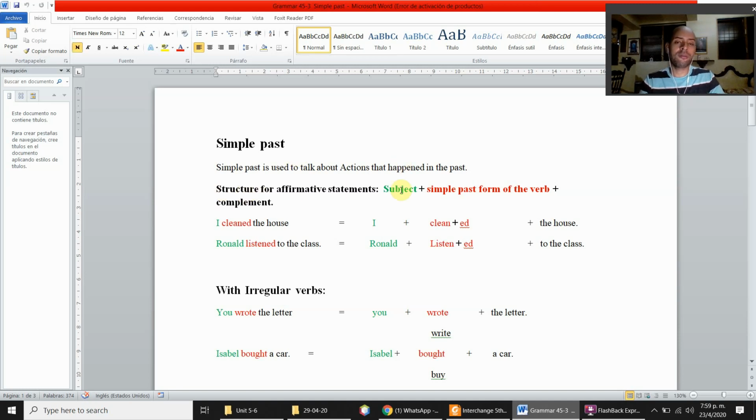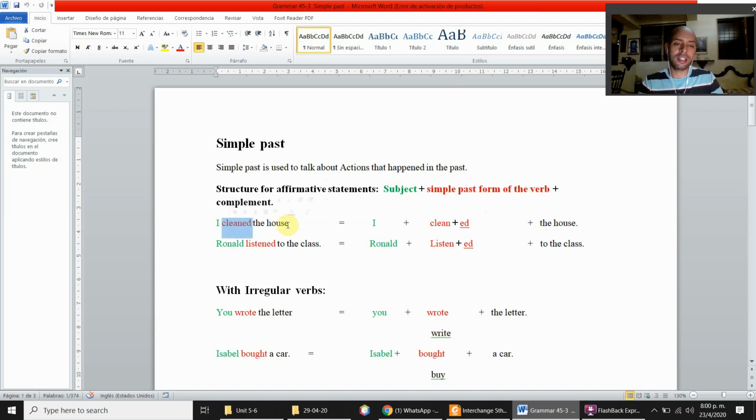Well, the structure for affirmative statements. The structure is subject, the simple past form of the verb, and the complement. So the subject, the simple past form of the verb, remember, we change the verb on affirmative statements. If the statement is affirmative, the verb must change. Now this only happens with the affirmative sentences, excuse me.